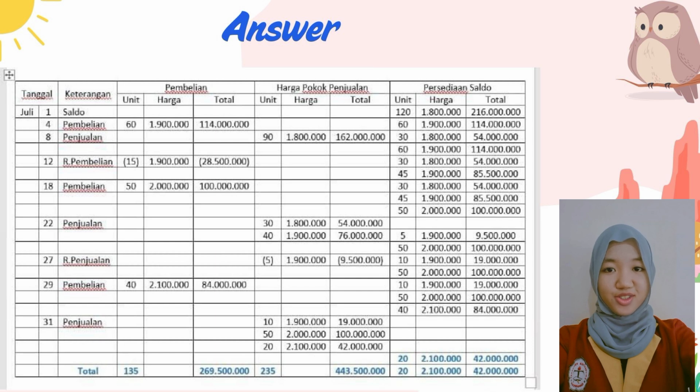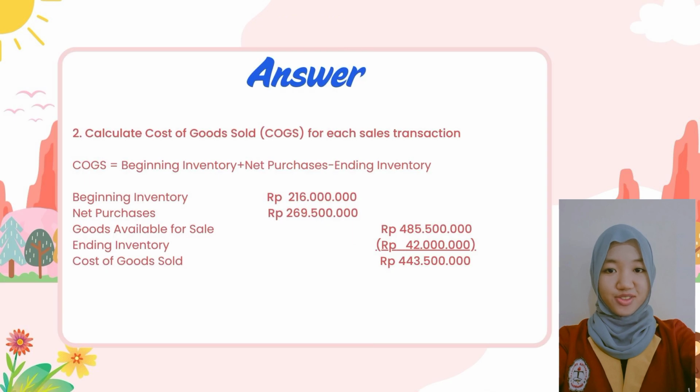Ending inventory value as of July 31st. 20 units 2,100,000 Indonesian rupiah equals 42 million Indonesian rupiah. 2. Calculate the cost of goods sold, COGS, for each sales transaction. COGS equals beginning inventory plus net purchases minus ending inventory.